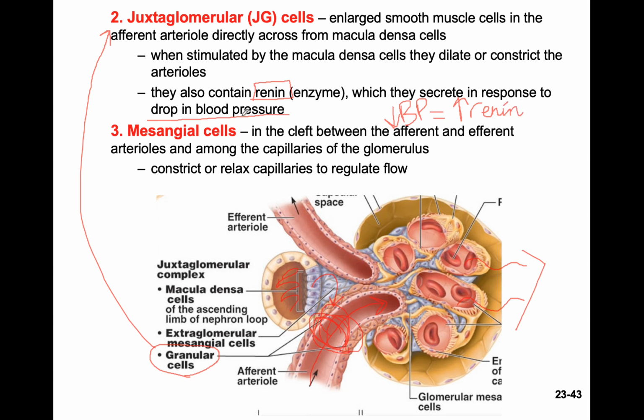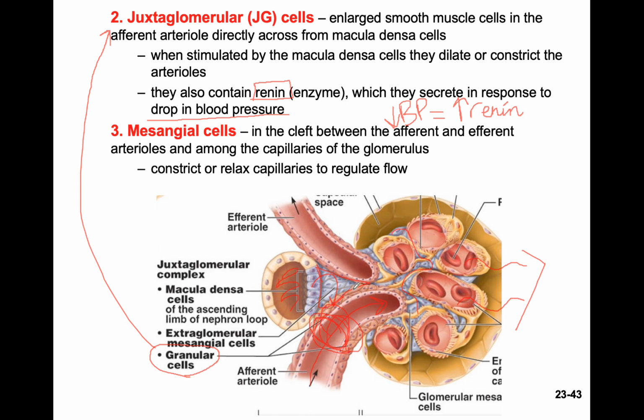The last cell type is mesangial cells. Mesangial cells are these periwinkle colored cells here, and they're found all around the glomerulus there. These guys are also like JG cells in the sense that they're able to constrict and relax the capillaries inside. So remember, the JG cells are only found around the afferent arteriole and some around the efferent.